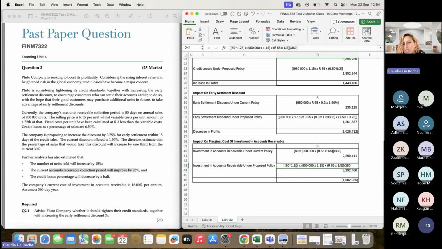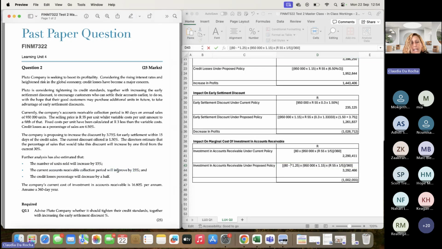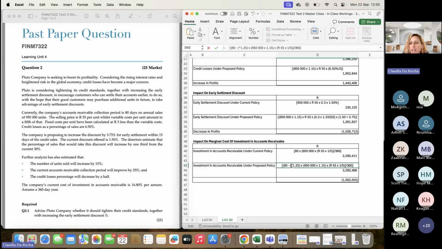Sorry. So just make sure here. Okay, so it said here that the accounts receivable collection period will improve. So it means that I actually have to reduce my days, not increase them. Please don't make that error. So I'm basically going to say my 80 less 25% of that. In other words, 80 times 0.75 in essence. Okay, much better. 1975479.